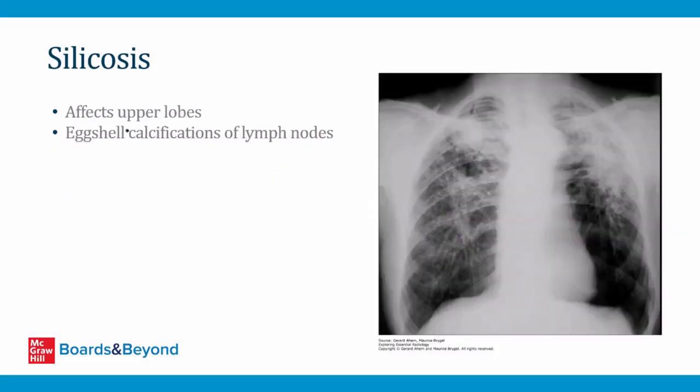Just like coal miner's lung, silicosis tends to affect the upper lobes more than the lower lobes. This is an X-ray of someone with silicosis. You can see there are a lot more white infiltrates in the upper lobes compared to the lower lobes.